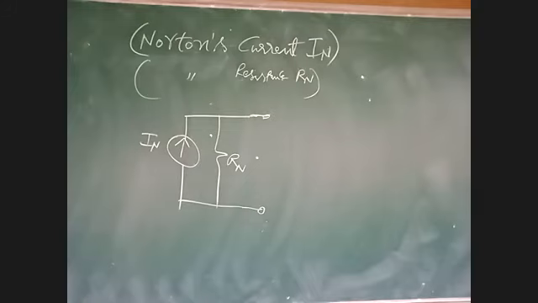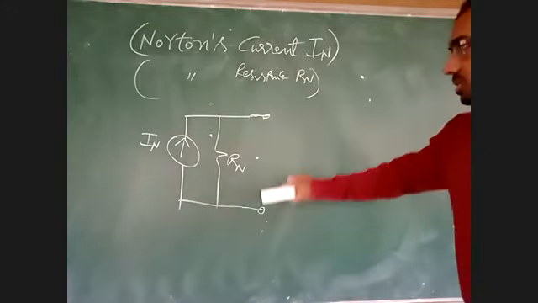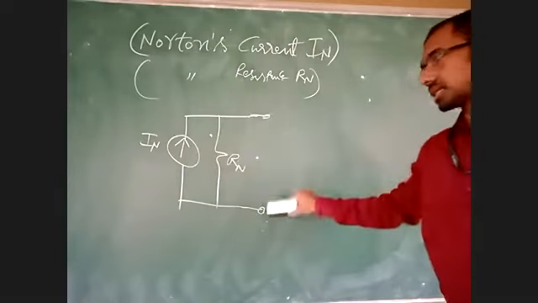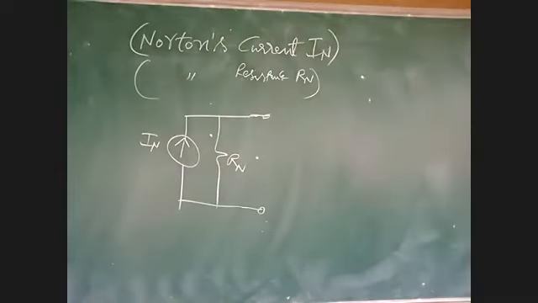Parallel means where will we connect? Here, in between these two terminals. In Thevenin's theorem, all are in series, but in Norton's theorem, all the branches will be in parallel. That is the difference between Thevenin's theorem and Norton's theorem. We'll do an example so you can understand.